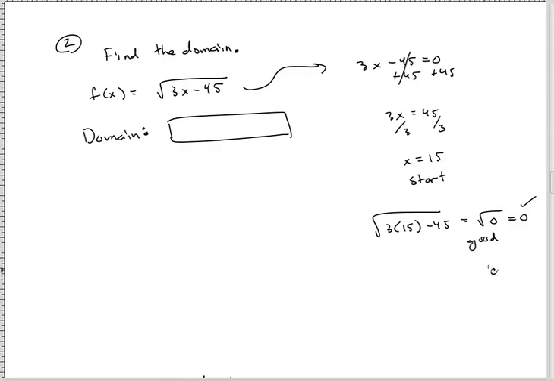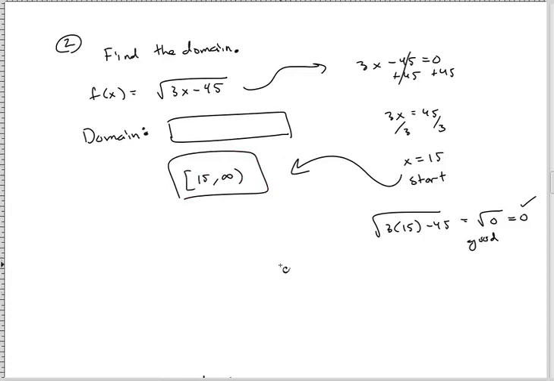16 will be fine. 17, 18, all these numbers. But 14 is no good. And even 14.9999 is no good. And so there's got to be a way to put this into interval notation, to a different kind of math language. So there is. All you need to do is square brace, or bracket if you want to call it that, 15 to infinity. And that's it. That's the entirety of this problem.